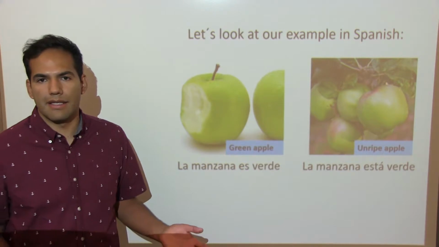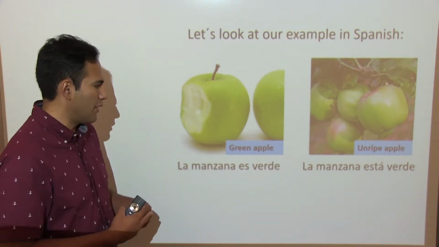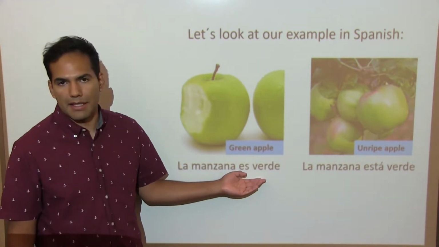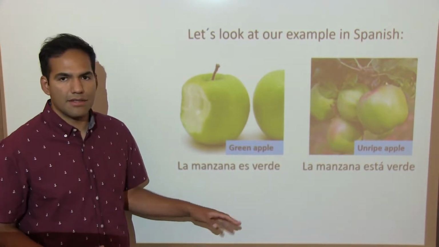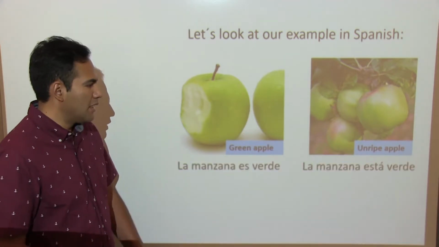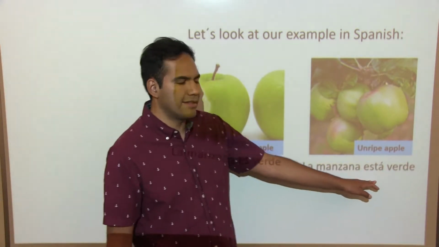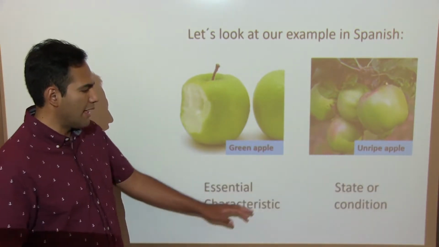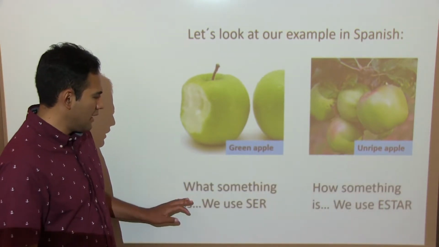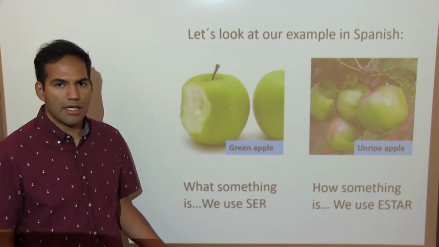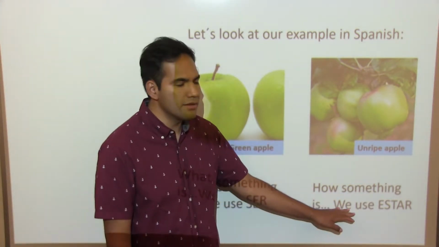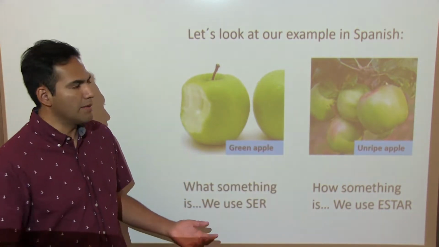So now let's look at the example, but using the Spanish ser and estar. In this case, la manzana es verde. We use es to describe an essential characteristic. And if we look at this example, la manzana está verde, we're using that to describe a state or a condition. Basically, when we talk about what something is, we use ser, and how something is, we're going to use estar. So that will be the biggest difference.